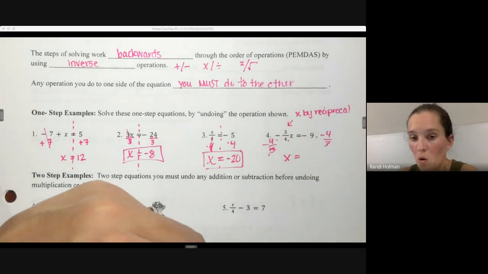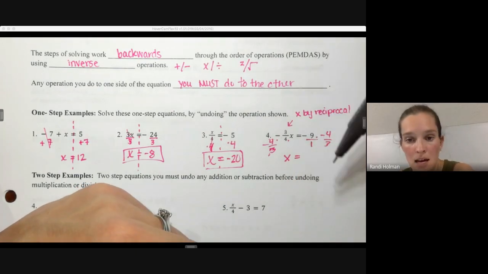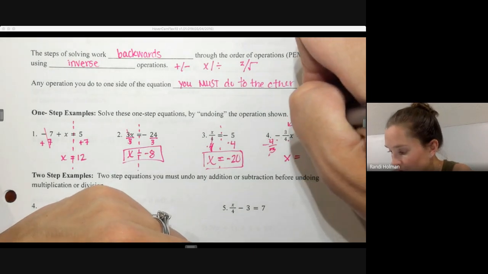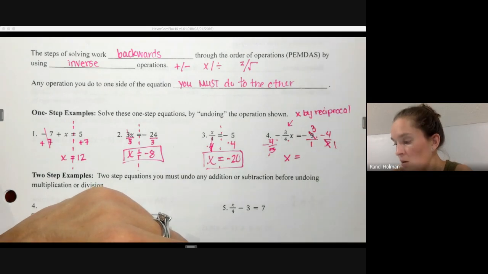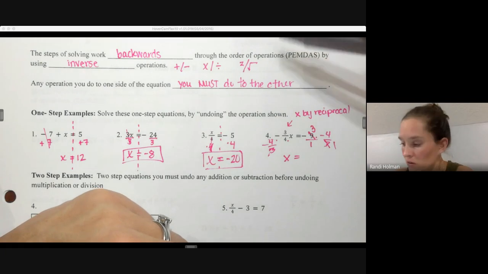Remember, anytime you have a whole number, that whole number is over 1. So I can divide out anything in my denominator with anything in my numerator. So 9 and 3 both have a common factor of 3. 9 divided by 3 is 3. 3 divided by 3 is 1. Makes our multiplication a little easier. Also helps us get to our answer a little faster.